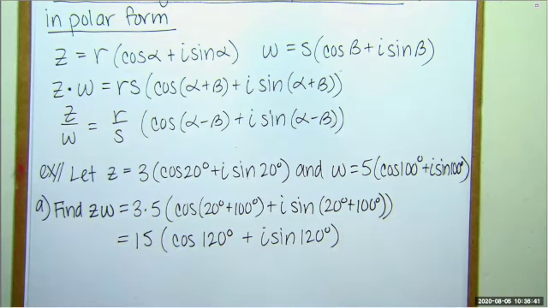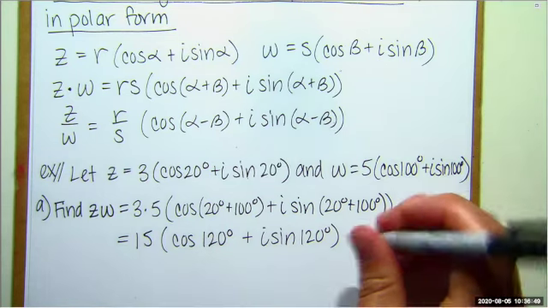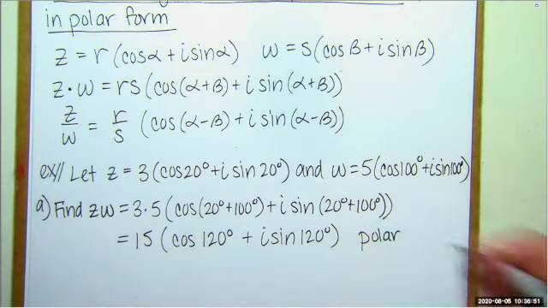And there we go. So that was pretty simple. You should remember if it asked you, this is called polar form. There are two other forms. There's also a rectangular form and exponential form.